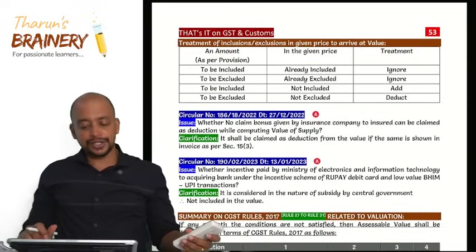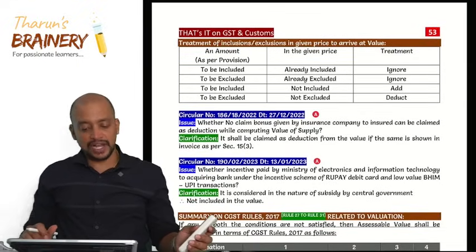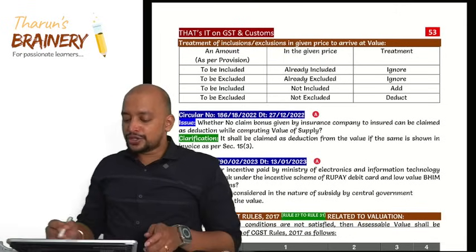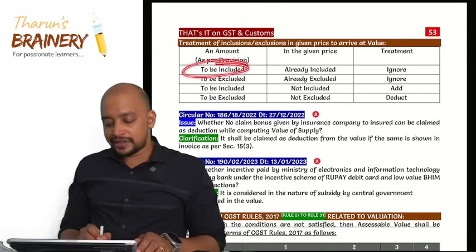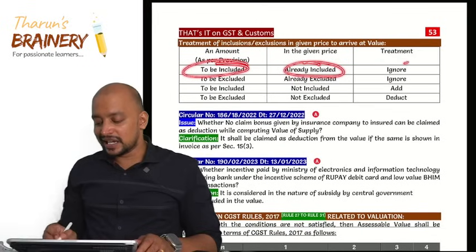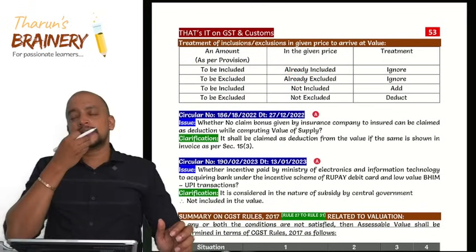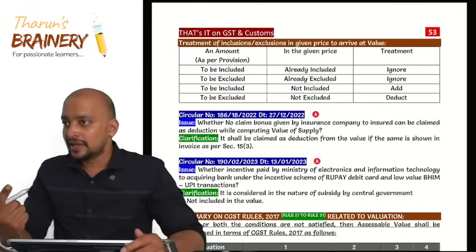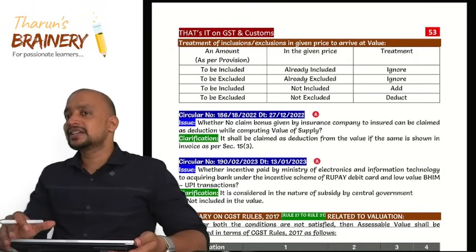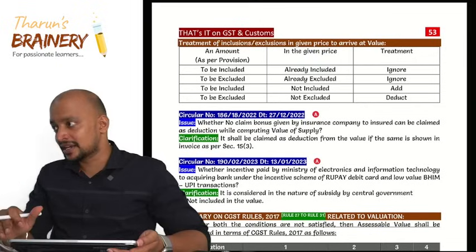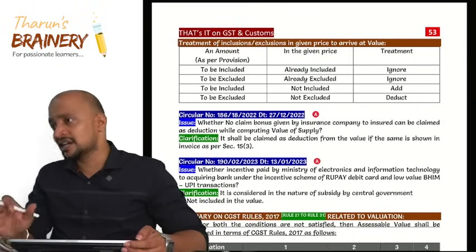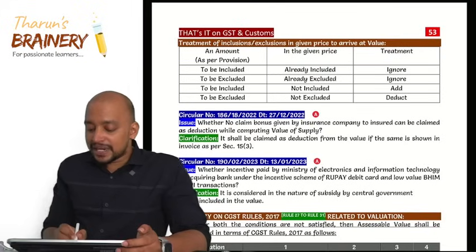Treatment of inclusions or exclusions in the given price to arrive at the value. First we need to see whether an amount is to be included or not as per the provision, and in the given price whether it is already included. If yes, then ignore. For example, we need to include packing charges, correct? Why are packing charges to be included? Packing charges are an expenditure incurred by the supplier and charged to the recipient. So do we need to include that expenditure or not? Yes. And in the given price it is already included.